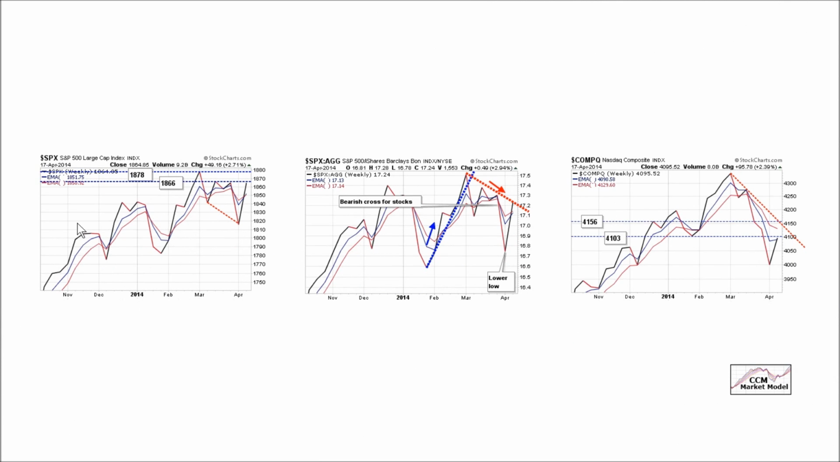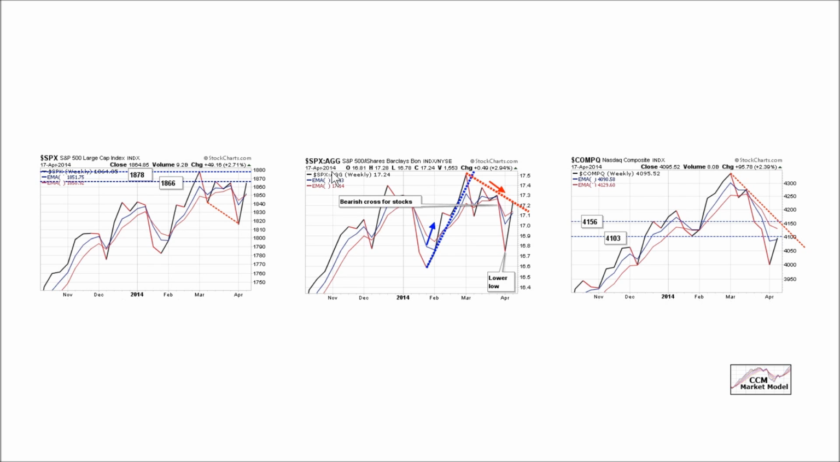This is the S&P 500 as of the close on Thursday, April 17th. We have not made a new weekly closing high in several weeks. We closed below 1866 and 1878. We'd prefer to see a close and a higher high in this direction.